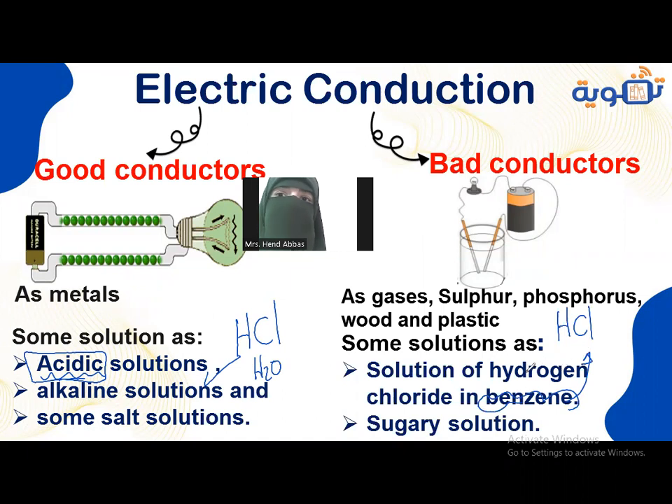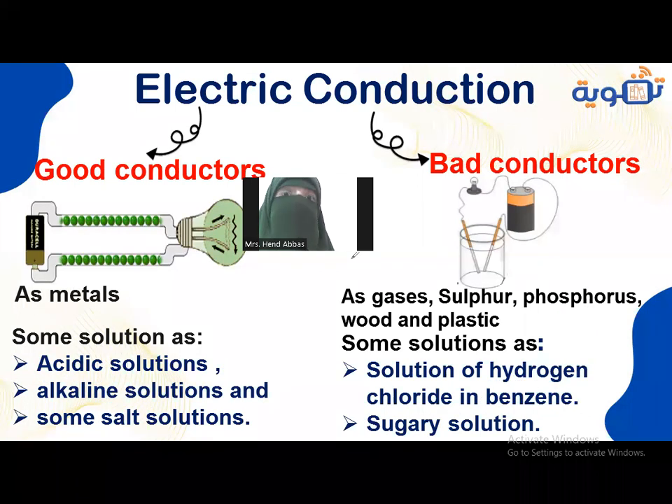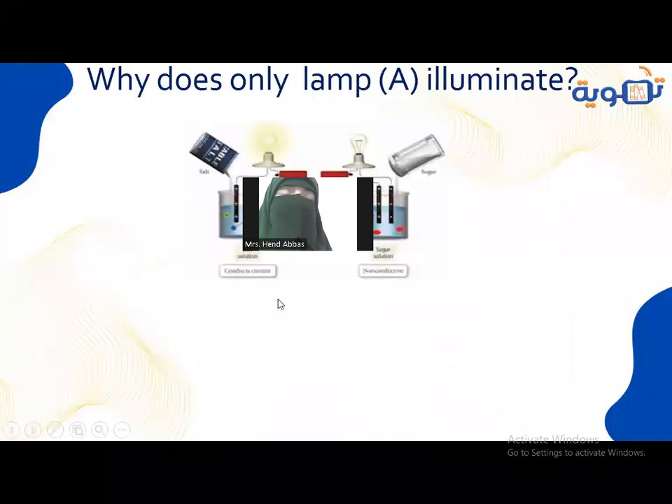So don't say hydrogen chloride is good or bad. No, you have to mention hydrogen chloride in benzene, it's a bad conductor. Here the salty solution is good, but the sugary solution is bad. Bad means it doesn't let the electricity flow through them.